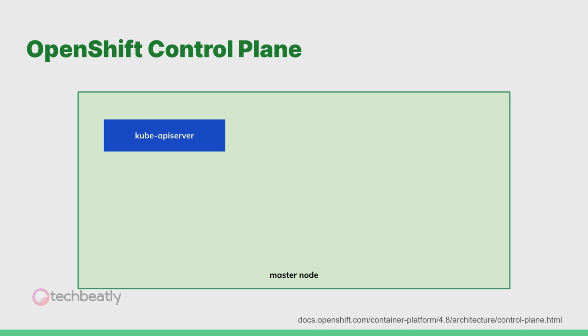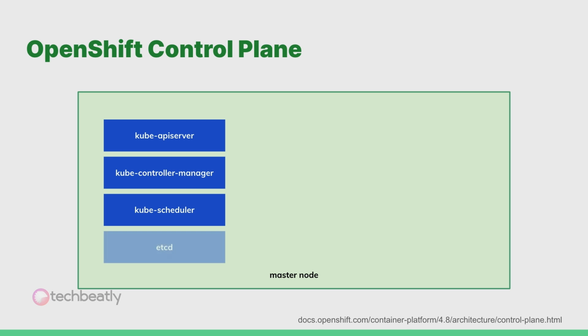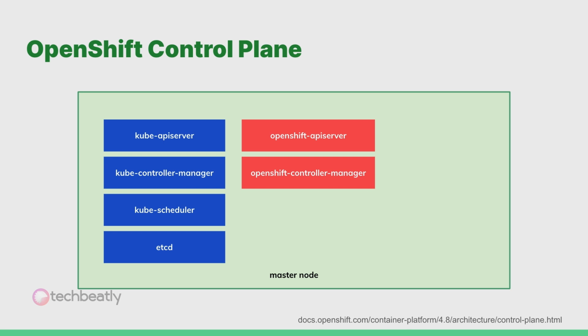Master nodes will run Kubernetes services such as Kube API Server, Kube Controller Manager, Kube Scheduler, etcd, etc. Also, there are OpenShift services running on master nodes such as OpenShift API Server, OpenShift Controller Manager, OpenShift Authentication Server, etc.